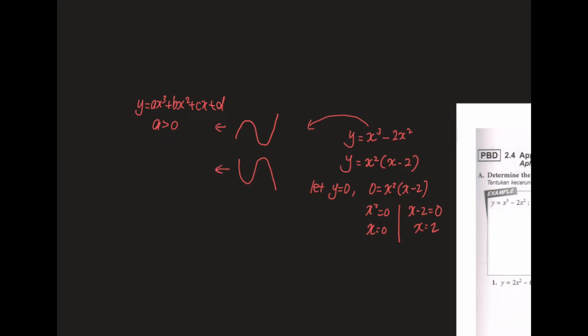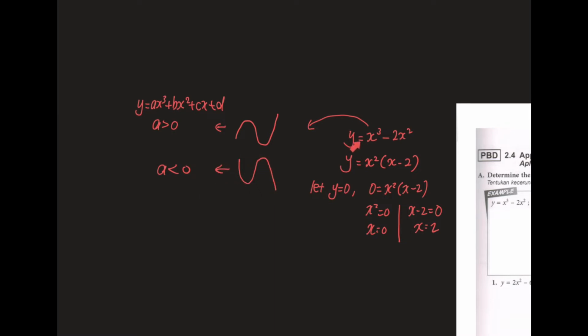Your graph will be like this if you have y equal to ax cubed, if your a is less than 0. Same equation, but a is less than 0. And then it's like this. Basically, if a is more than 0, it is going up at the end. If a is less than 0, it is going down at the end.